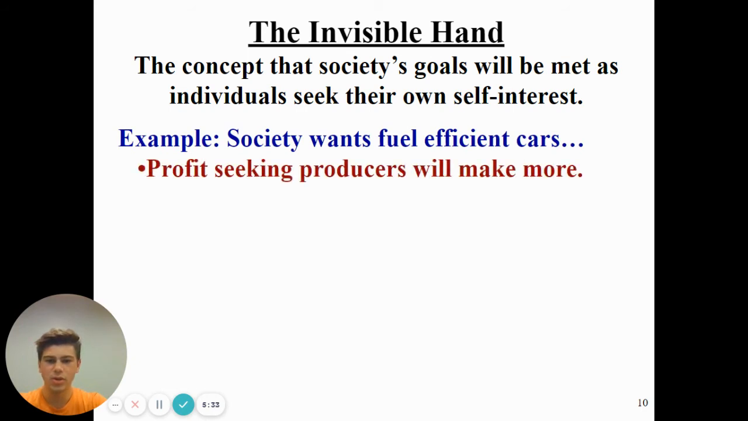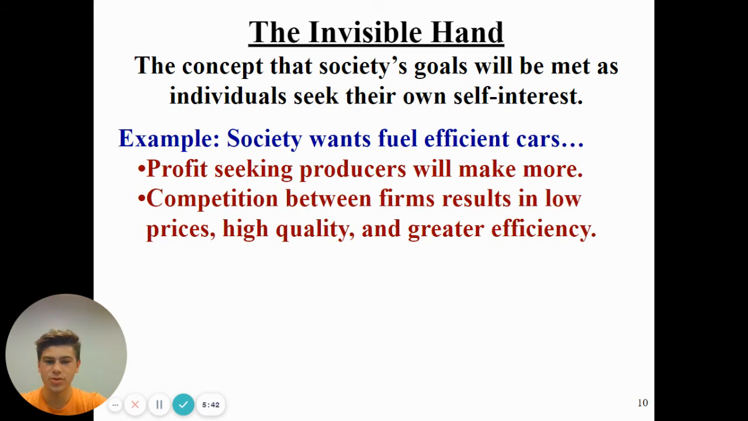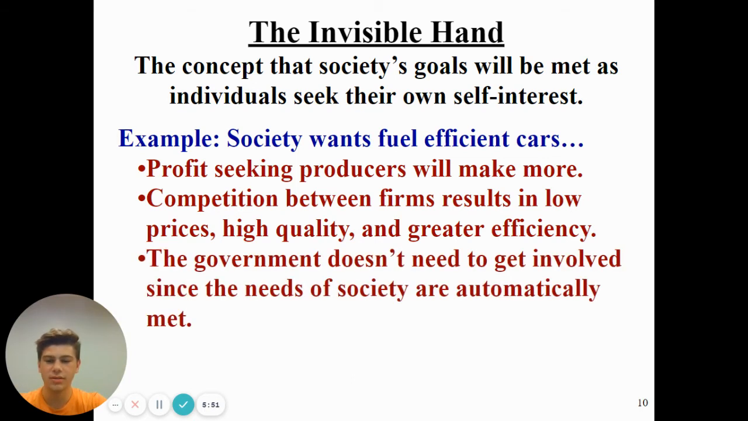A good example here, we're looking at fuel-efficient cars. So if profit-seeking producers, remember, people are self-interested, so we're looking for profit, producers will make more. That competition between firms results in lower prices, as just discussed, and higher quality and greater efficiency. Therefore, the government does not need to get involved, since society is automatically dealing with its own needs. By acting in its self-interest, we have driven prices down, we've driven quality up, and we've gotten to the point where we're making enough of what we need to make. The government does not need to be involved, and society has done what it needs to do on its own, and that is the whole idea of the invisible hand.